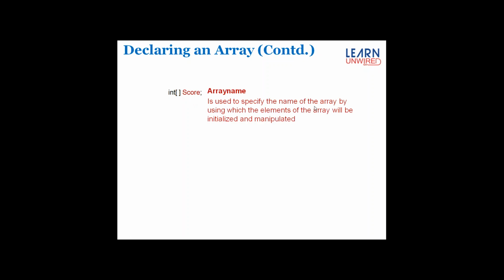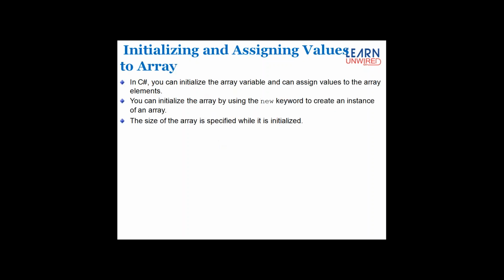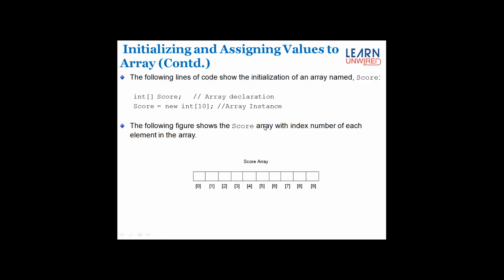Array name is to specify the name of the array by using which the elements of the array would be initialized and manipulated. You can initialize the array variables and can assign values to the array elements. You can initialize the array by using the new keyword. So whenever we are using the new keyword, the real memory block will get created on the heap. That is why we call this a reference type. So the pointer or the reference is on the stack. The actual memory block which holds the data will be stored on the heap. Then we specify the size of the block that is being created.